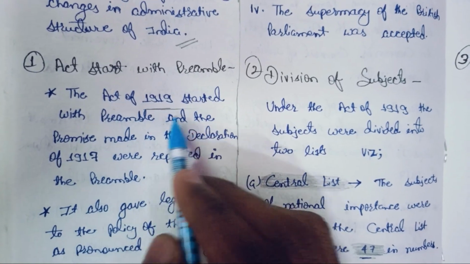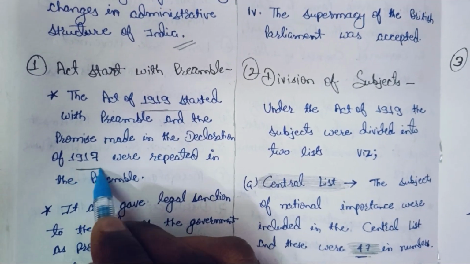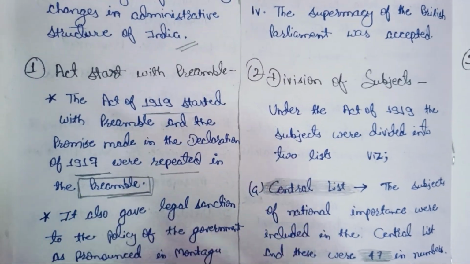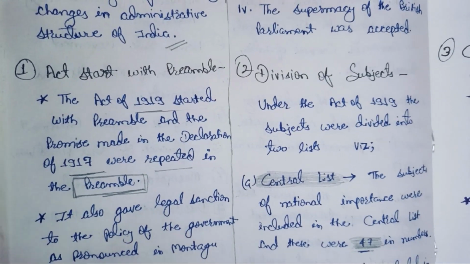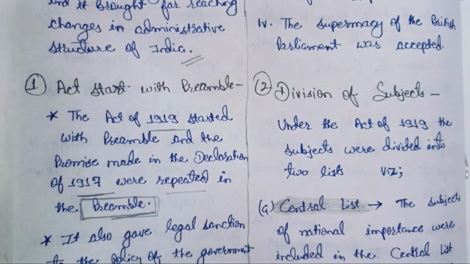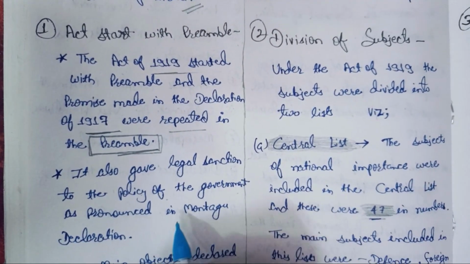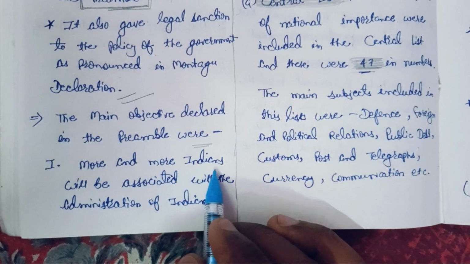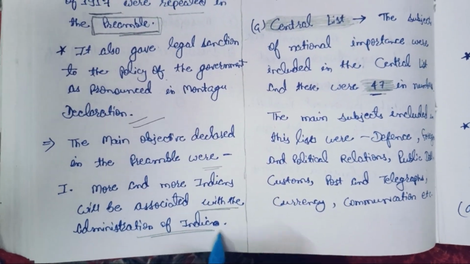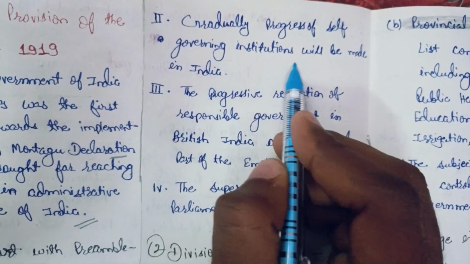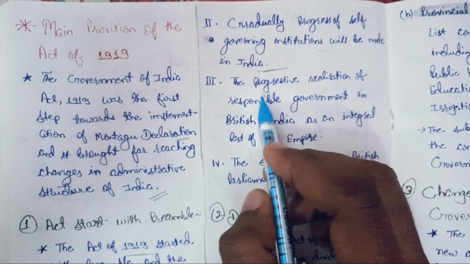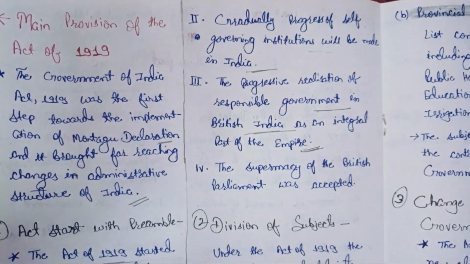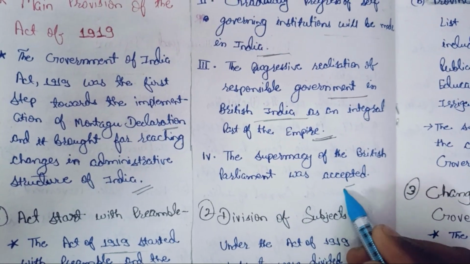The Act of 1919 started with the preamble, and the promises made in the Declaration of 1917 were repeated in the preamble. We know the preamble is the introductory part of the Constitution. It also gave legal sanction to the policy of the government as pronounced in the Montagu Declaration. The main objectives declared in the preamble were: number one, more and more Indians will be associated with the administration of India. Number two, gradual progress of self-governing institutions will be made in India. Number three, the progressive realization of responsible government in British India as an integral part of the empire. And number four, the supremacy of the British Parliament was accepted.